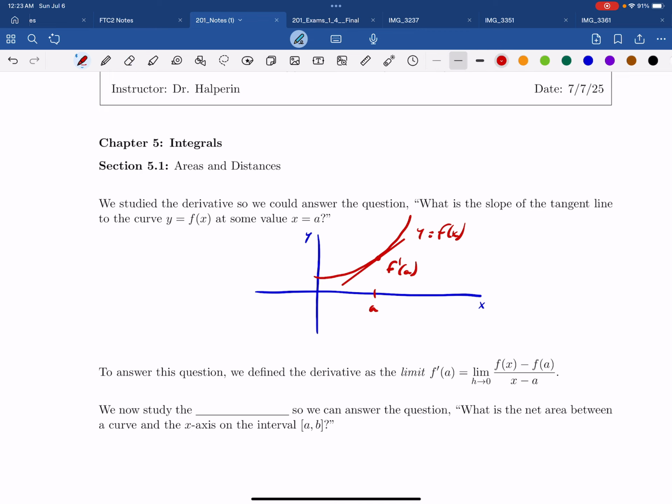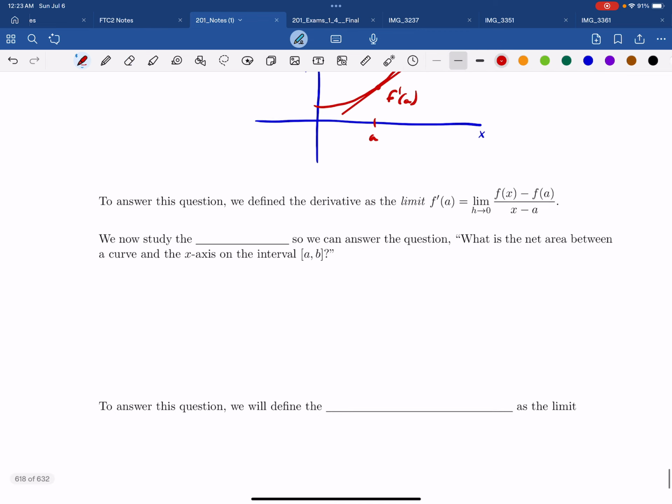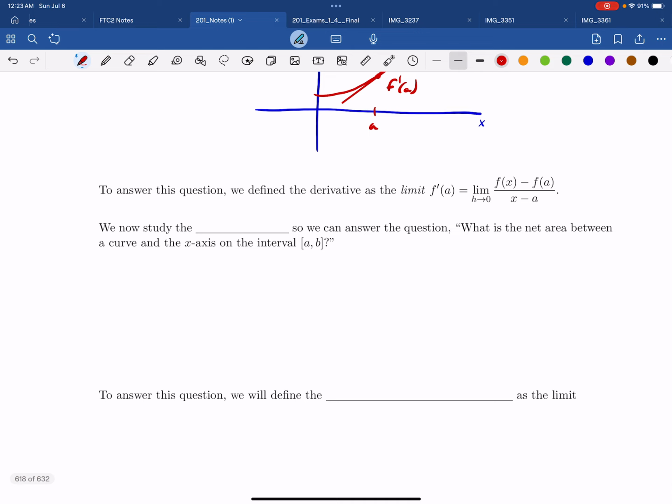We learned all about how to find that. That was the derivative of the function. So we're going to ask the opposite question in a sense. We're going to study the integral so we can answer the question, what's the net area between a curve and the x-axis on the interval from a to b?